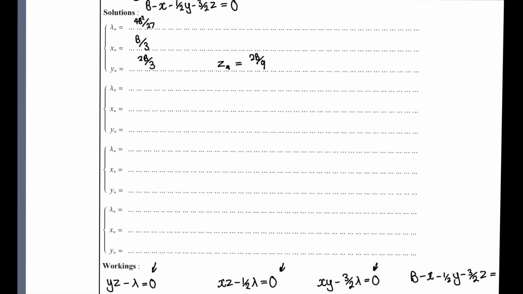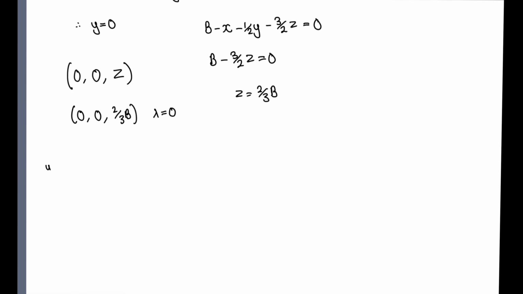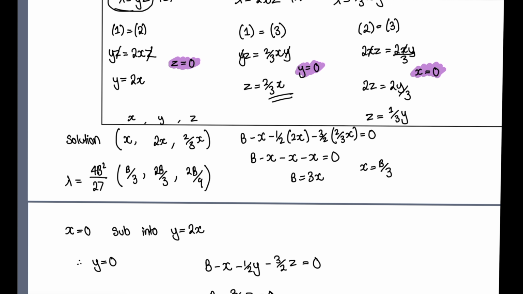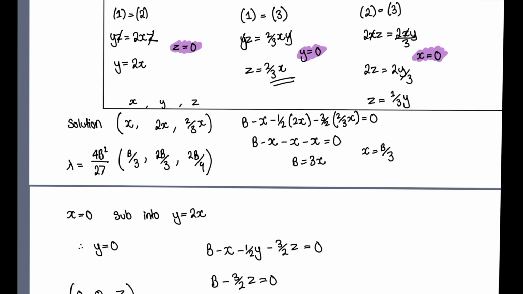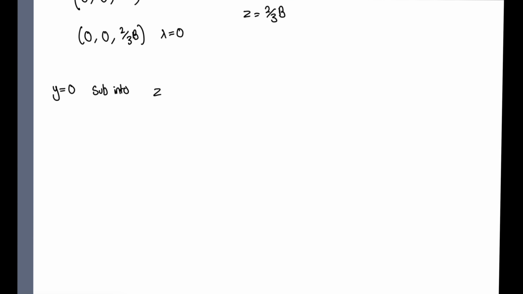Cool. So if we chuck that in, we get lambda is 0, x is 0, y is 0, and then z is 2 over 3b. If we now consider y is equal to 0 and sub it into this equation to find z, so sub into z is equal to 1/3 y, we then get z is equal to 0.